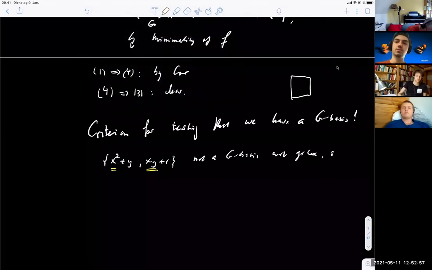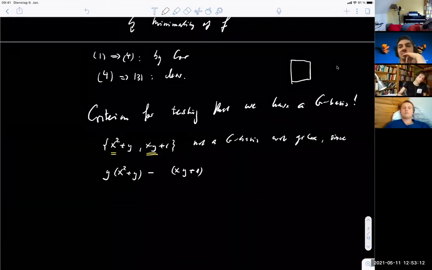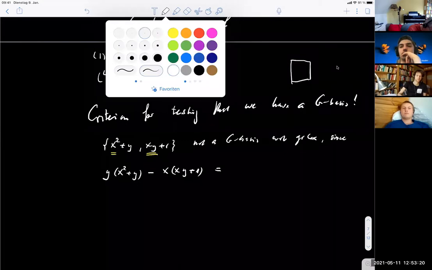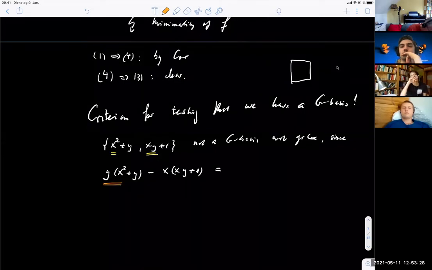Because I can produce a cancelling. I can do the following: x plus y, I multiply with y, and then I subtract the second polynomial, which I multiply with x. You see, here I have yx squared, and here I also have yx squared, and it cancels. This term disappears, and what remains is this.